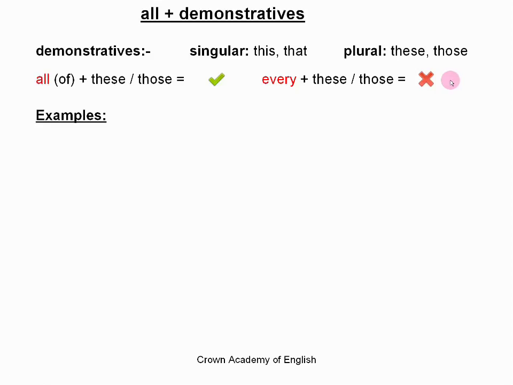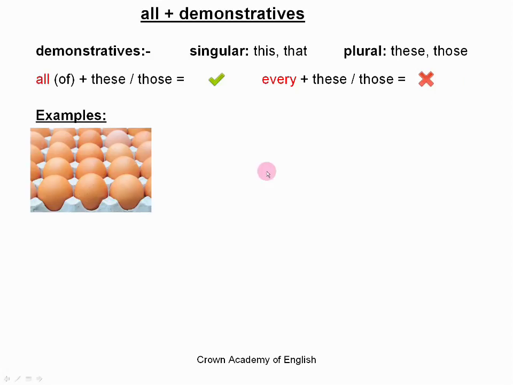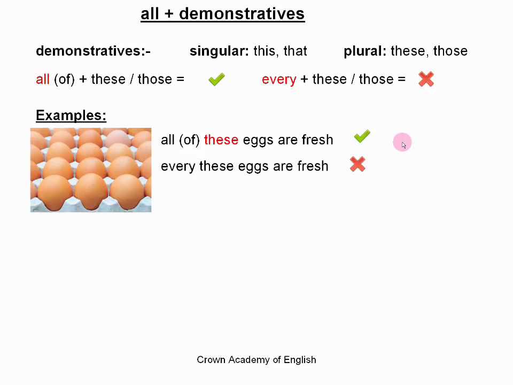Example. So we have some eggs. The eggs are fresh. And so we can say all of these eggs are fresh. That is fine. That is okay. But every these eggs are fresh is wrong. So we cannot use every with these. We can only use all. So every these egg is fresh, that is wrong as well. The singular or plural, both of them are wrong.